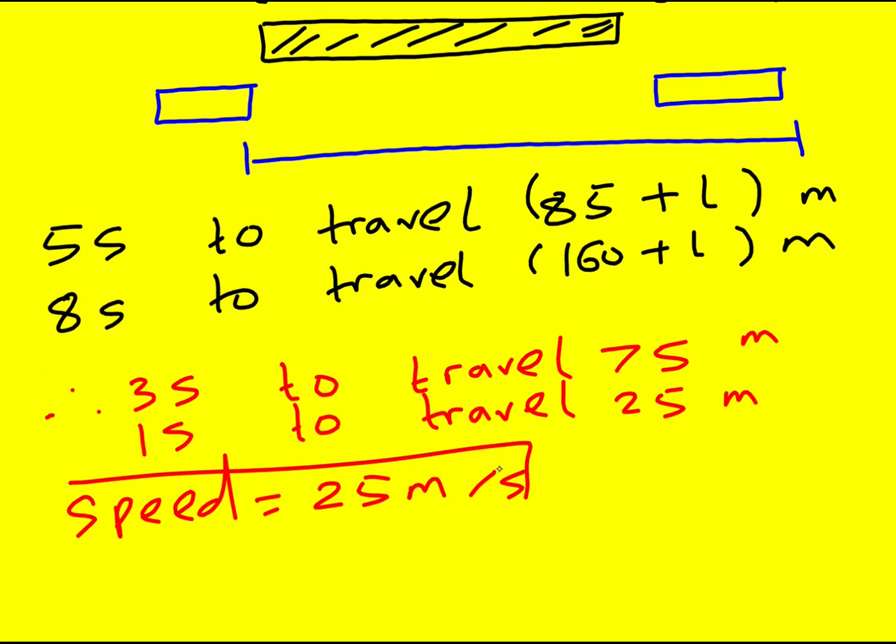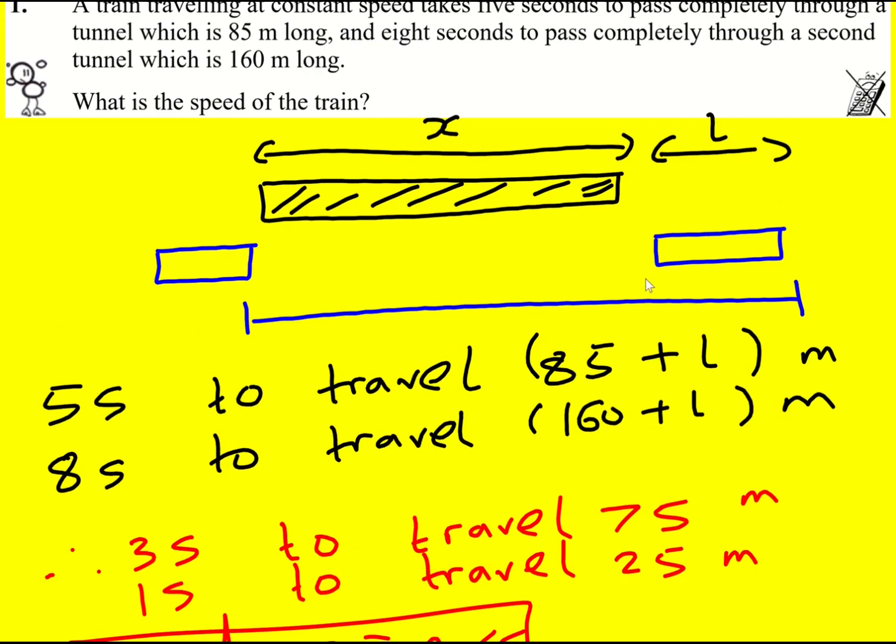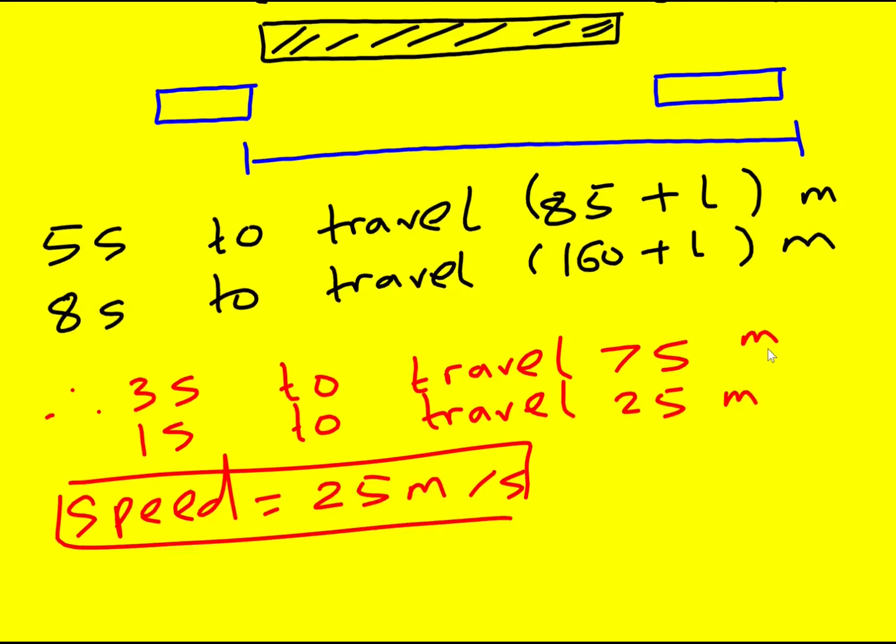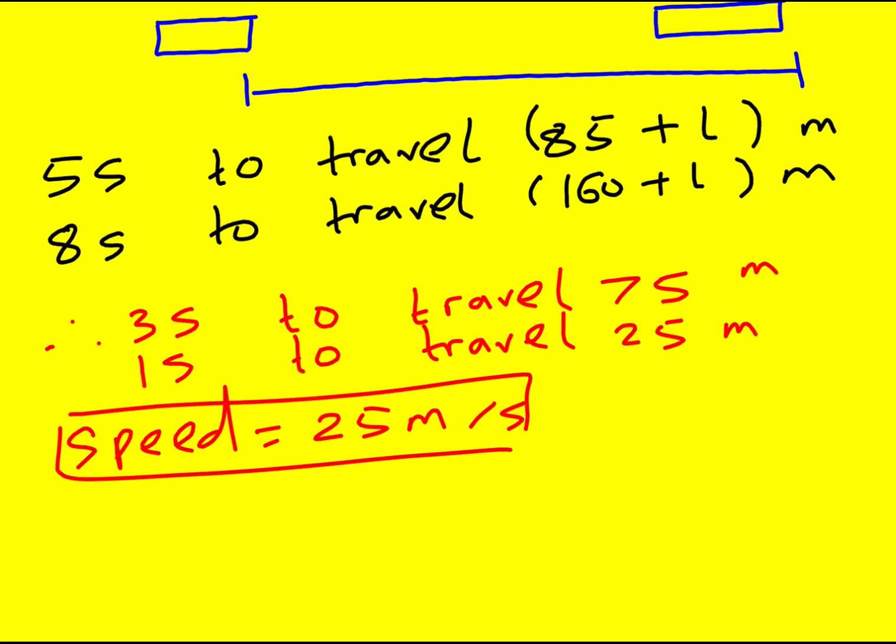So the key thing, and it's quite hard if you've never seen a question like this before, is to realize that it's got to travel the length of the train as well as the length of the tunnel. Now, I actually didn't realize that when I did this question, so I went a much longer route, which I'm going to talk about as well, because it still gets you there. Sometimes you don't pick the quickest route.